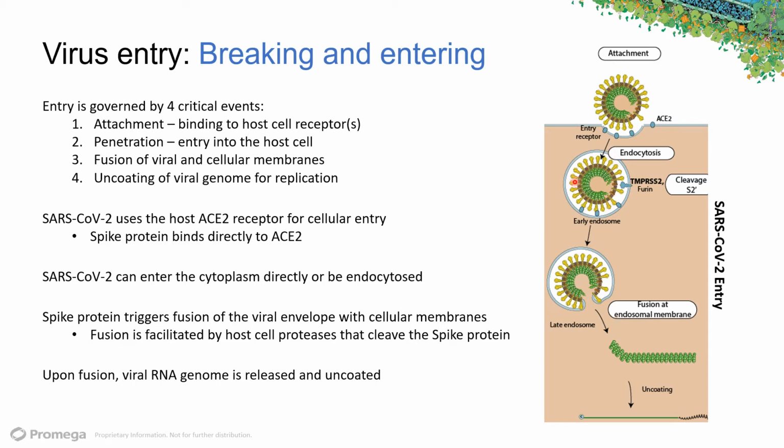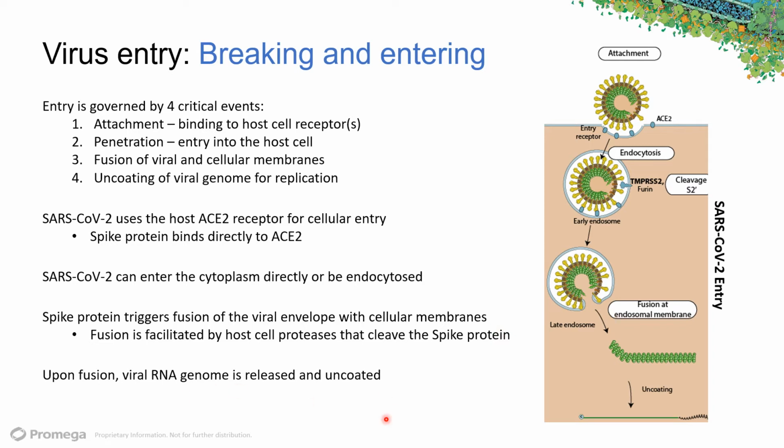Then once the virus has physically entered the cell, it needs to somehow fuse its viral membrane with these cellular membranes. Again, in the case of SARS-2, this is mediated by that spike protein on the outside of the particle, which triggers the fusion of the viral envelope with cellular membranes. This is also driven in part by some of the host cell's own protease proteins. These are proteins that cleave other proteins. These happen to cleave the spike protein in a way that facilitates the fusion.